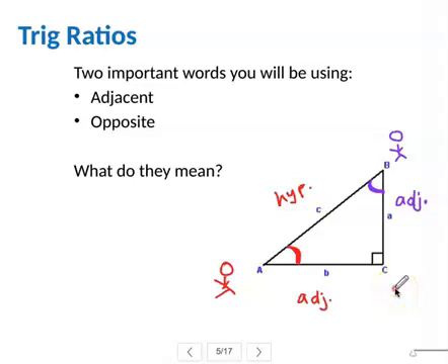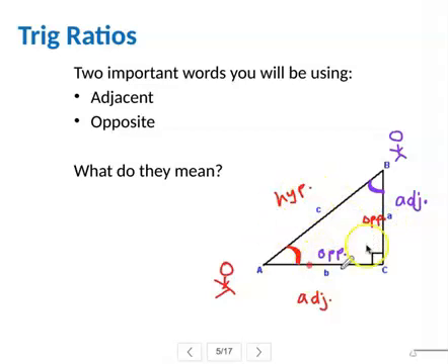What about opposite? Let's stick with our reference point of angle B. The opposite side to angle B is going to be over here. So side B would be the opposite side, it's opposite to angle B. If we go back to our reference point of angle A, the side opposite of angle A would be right over here. So we would say that this is the opposite side.